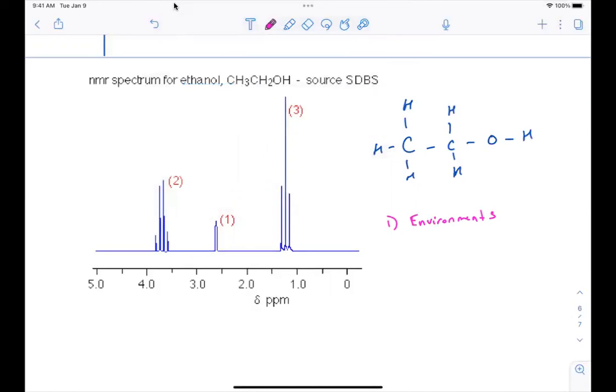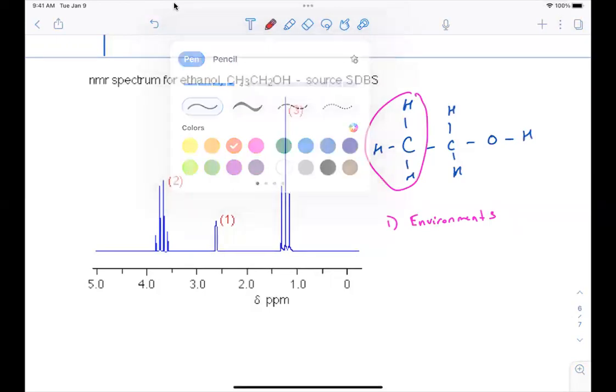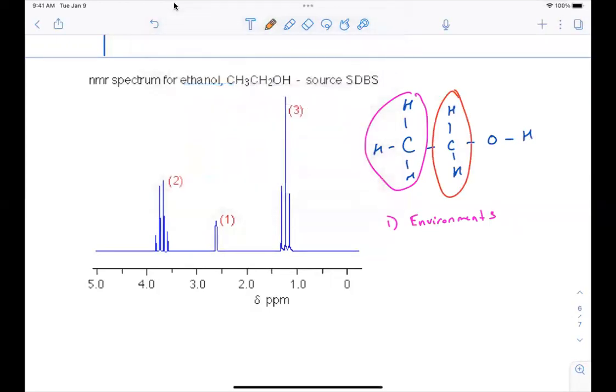So according to the chart, the graph, how many environments are there? 3. Okay. According to the structure, how many environments are there? How many environments are in the structure here? 3. Okay. What are they? This one, and this one. Remember, you're looking at where the hydrogens are in the structure itself. If they're next to different hydrogens, then you're going to have a different environment here. But remember, symmetrical ones can have the same environment on both sides, which we'll talk about in a little bit.